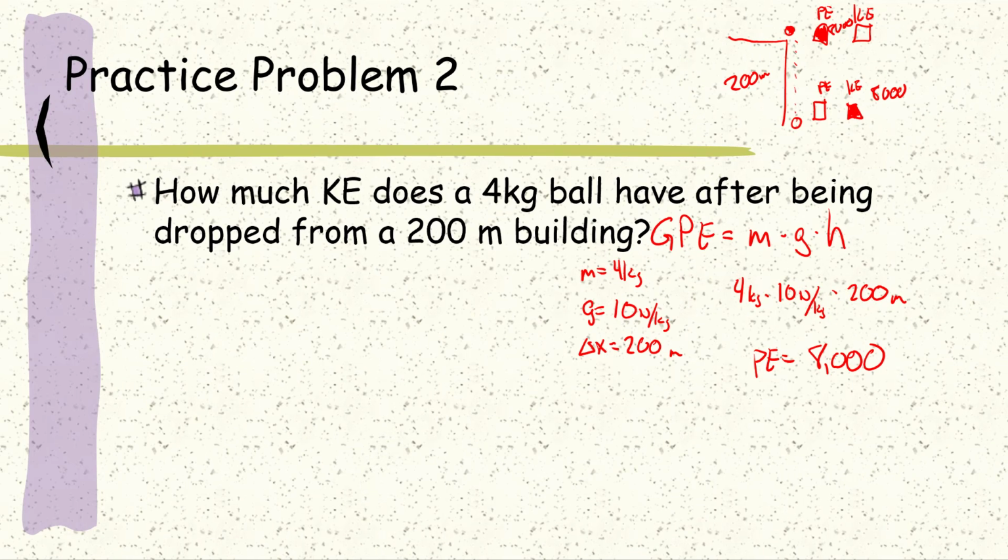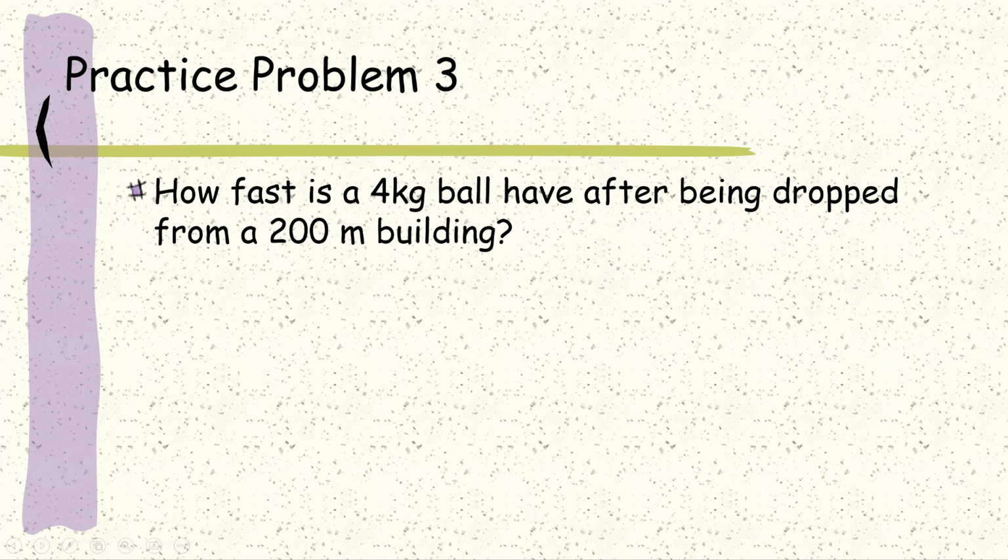Bring this up because how fast is that 4 kilogram ball after being dropped from that 200-meter building? Well, two ways we can solve this. We're going to split it the old way, and the new way. So first off, the new way is going to be the kinetic energy is 8,000 joules.